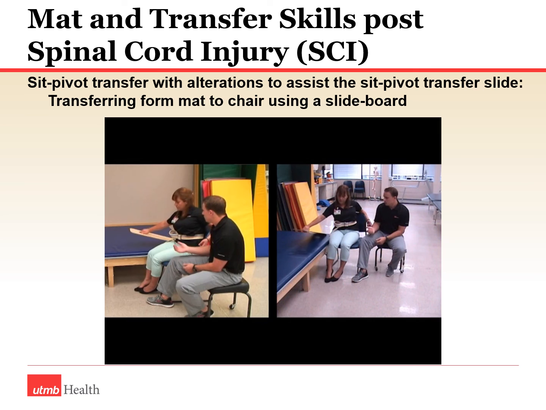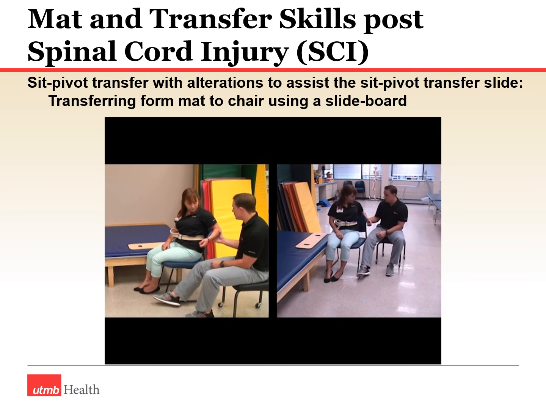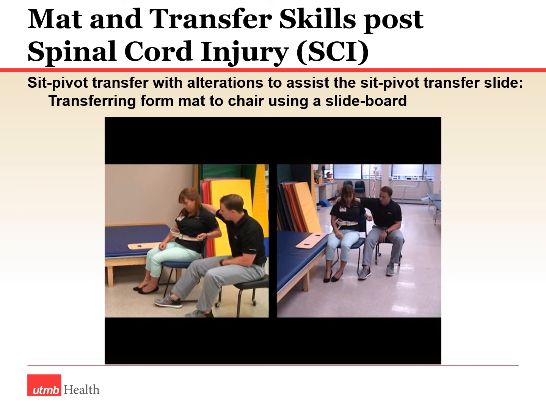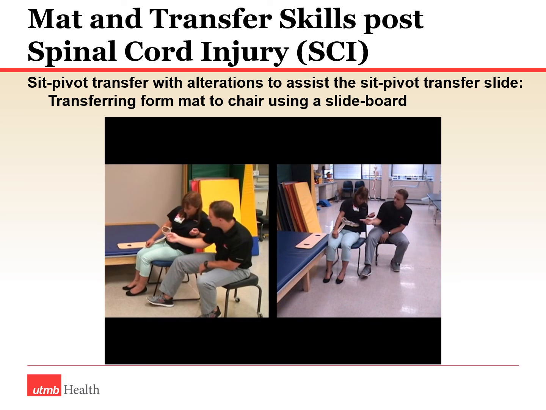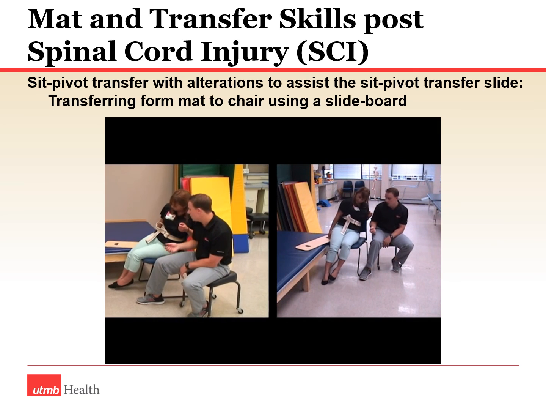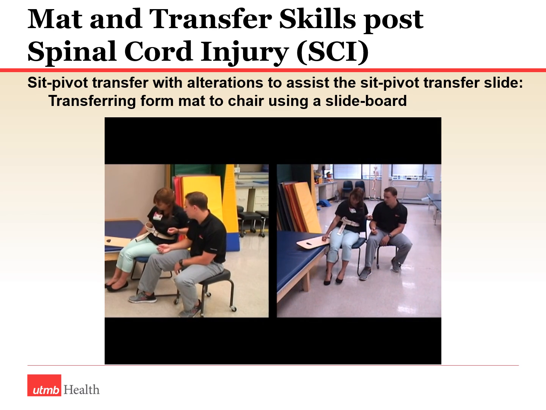Just like she showed you, in order to get the sliding board out, she first hooked one arm around the back of the chair, which she transferred to, and that enabled her to pull over and offload her right hip. That way she could then grasp the sliding board and pull it out from underneath her body.